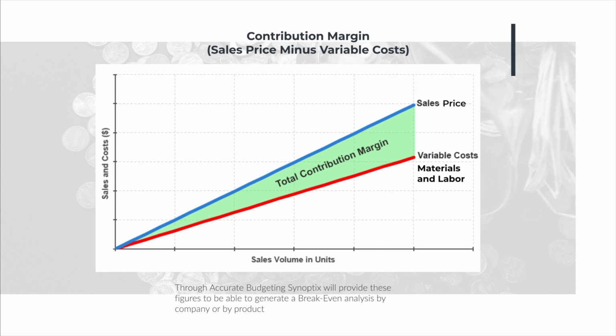Now let's have a look at the contribution margin. Ultimately, this means nothing more than the sales price minus the variable cost. Every product should have a selling price that is greater than its variable cost, which is materials and labor. And through accurate budgeting, Synoptics will be able to provide these figures for you to use to generate a break-even analysis by company or by product.